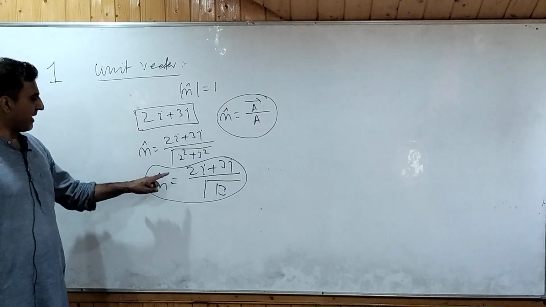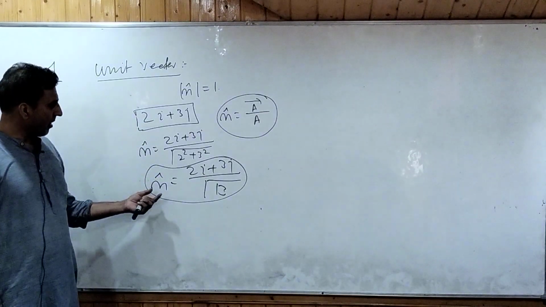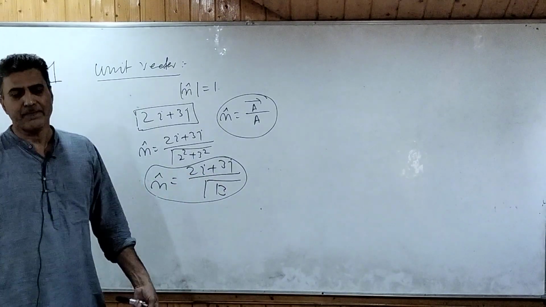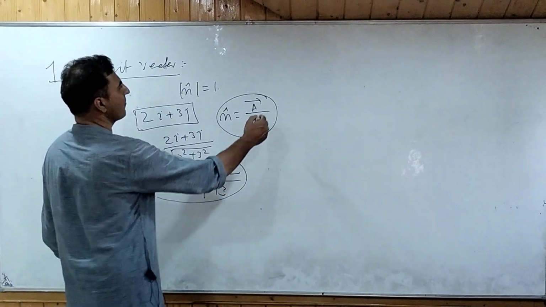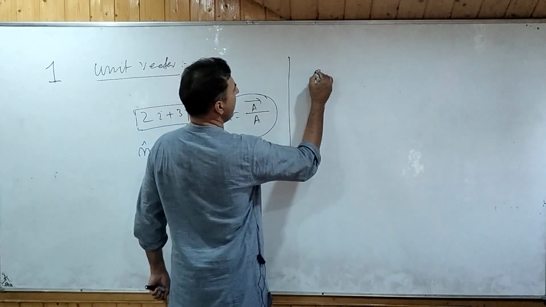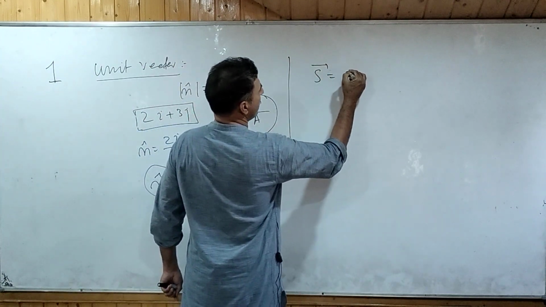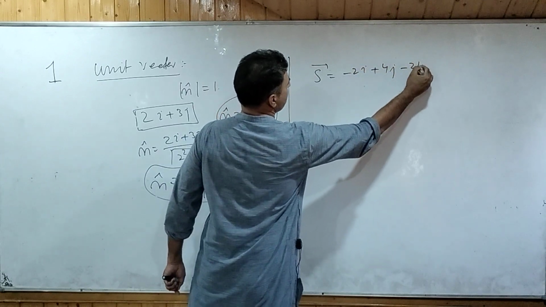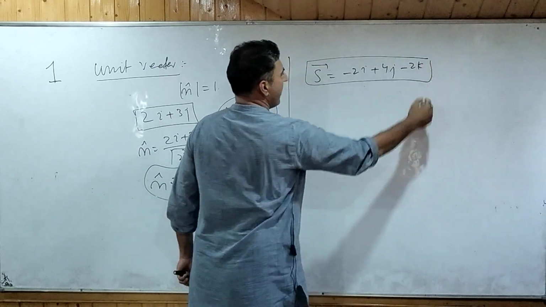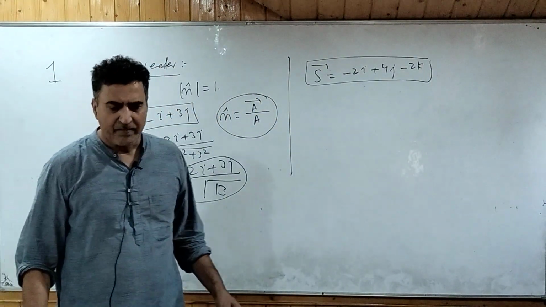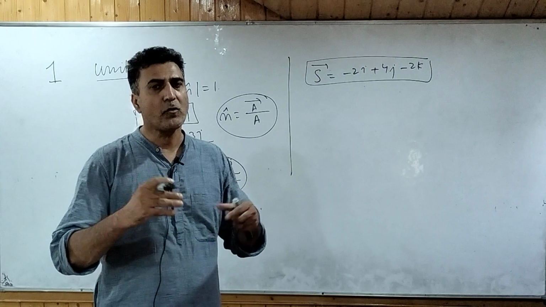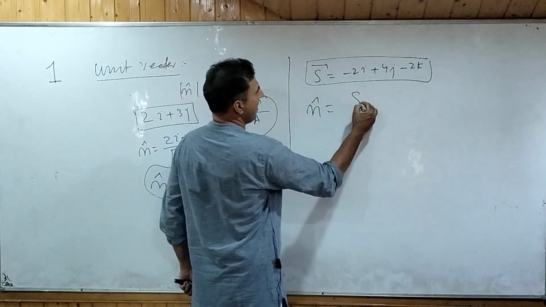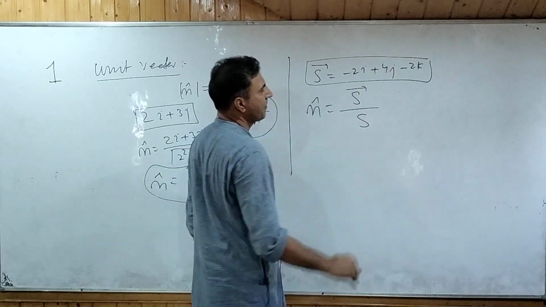Means this vector has this direction. And if I ask you what is the magnitude of this unit vector, that is 1. You can find it from the right side that its magnitude is 1. And if I give you another example, suppose we have a vector S equal to minus 2i plus 4j minus 2k. This is a vector. And my question to you students is, what is its direction? So for that you have to find its unit vector. So you just write n unit vector is vector S by its magnitude.